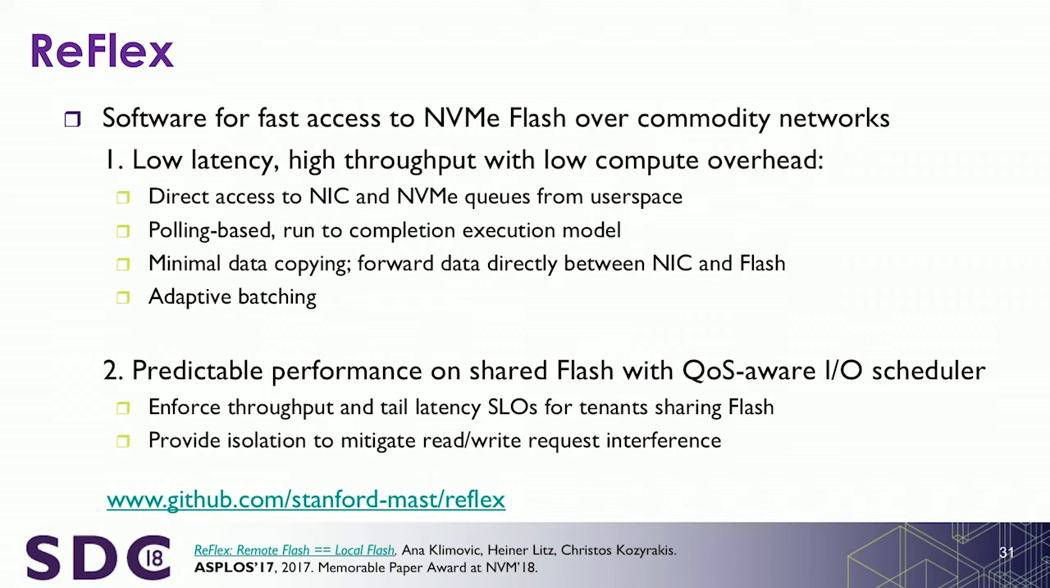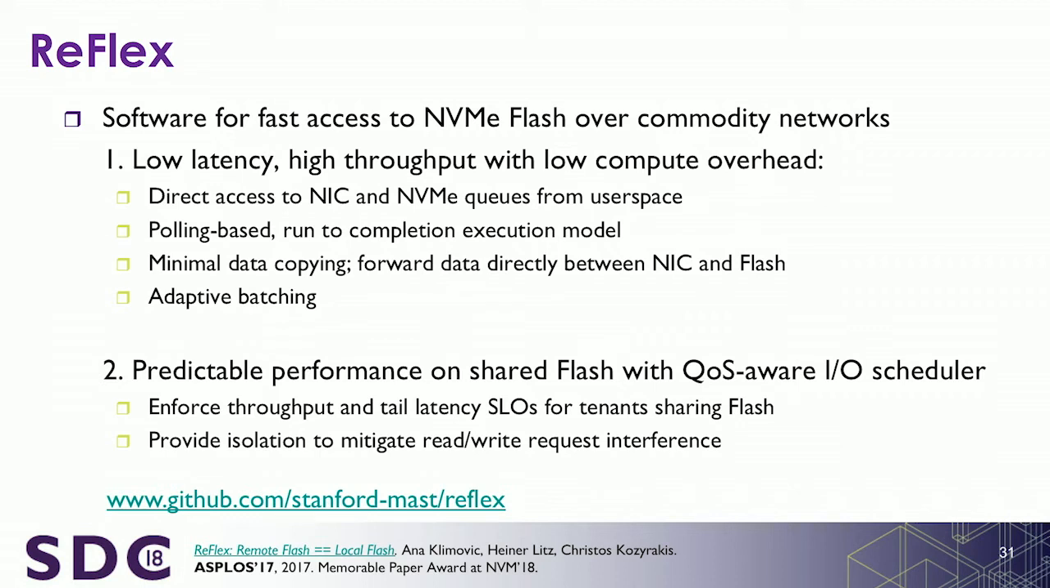And so this allows us to optimize for data cache locality. And then we're avoiding data copies by leveraging the DMA engines on network and NVMe flash devices to forward data directly between these. So we're integrating the network and storage processing. And then we use adaptive batching to optimize instruction cache locality.